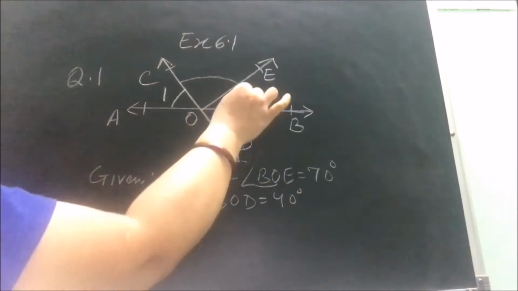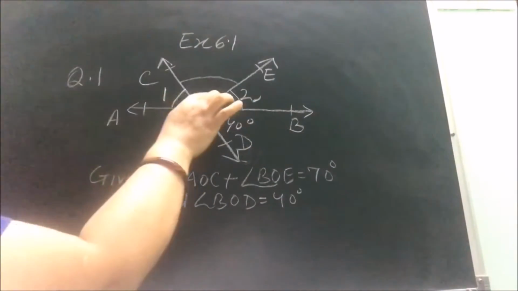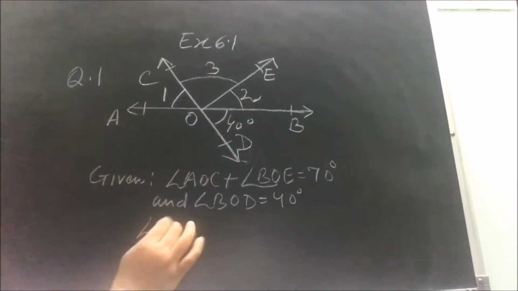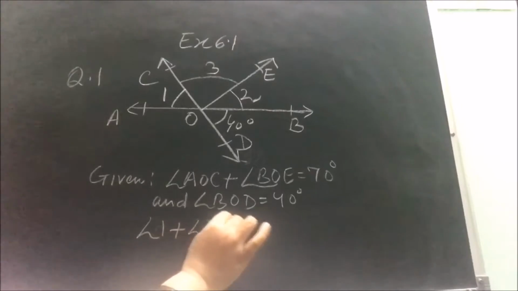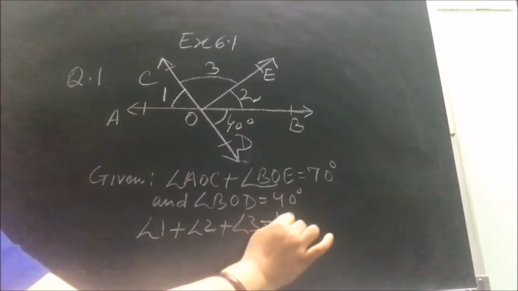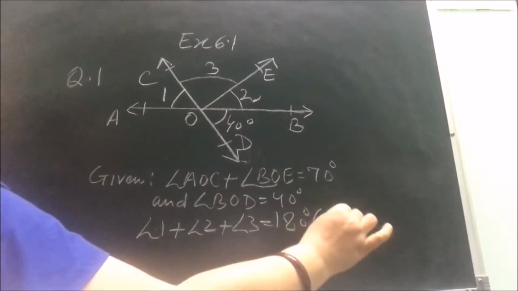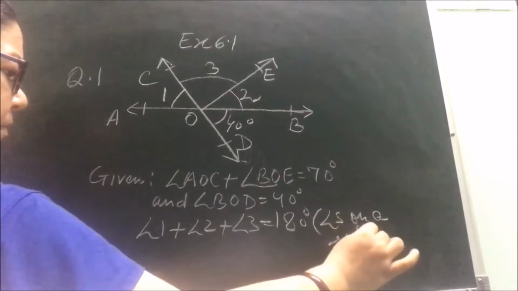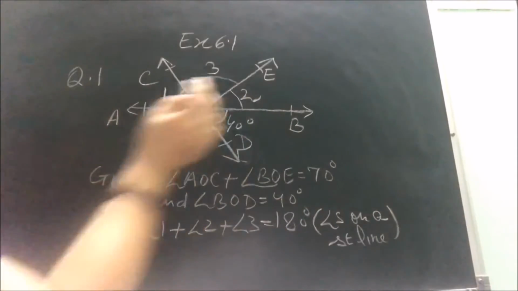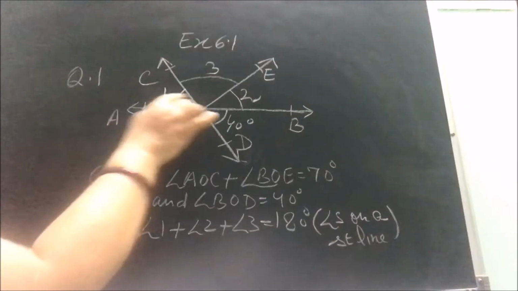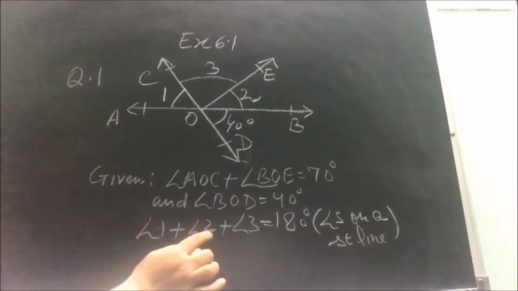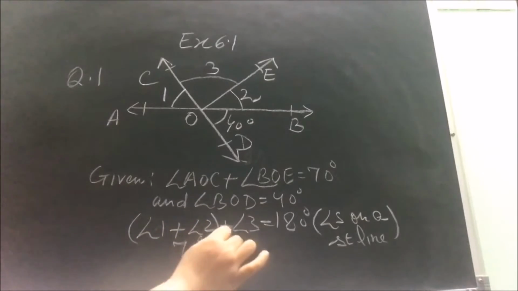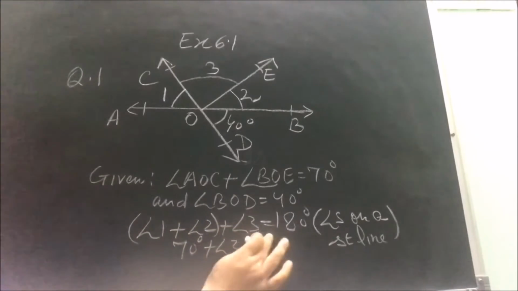These two angles, the sum of these two angles is given to us, and we name it as 3. Right? So see, 1 plus 2 plus 3 make 180 degrees. Reason: angles on a straight line. We know the sum of 1 plus 2, AOC and BOE, is 70. It is given to us. So in this way we can find angle 3.